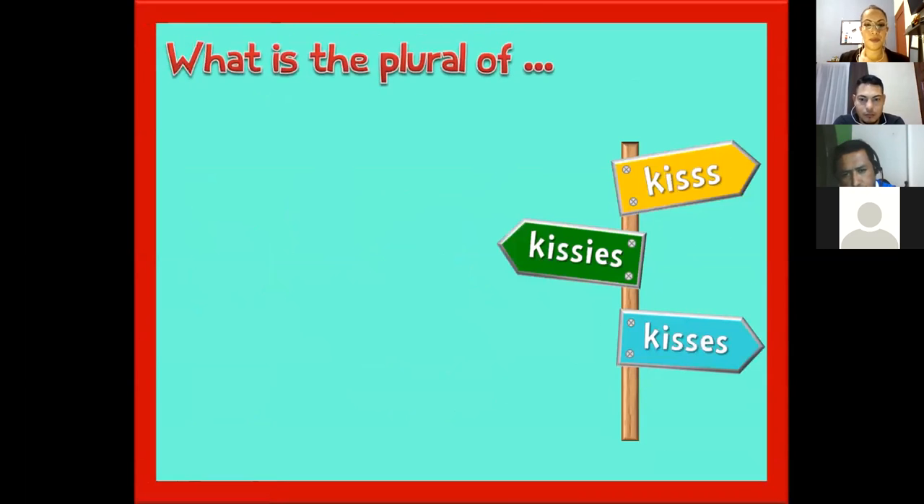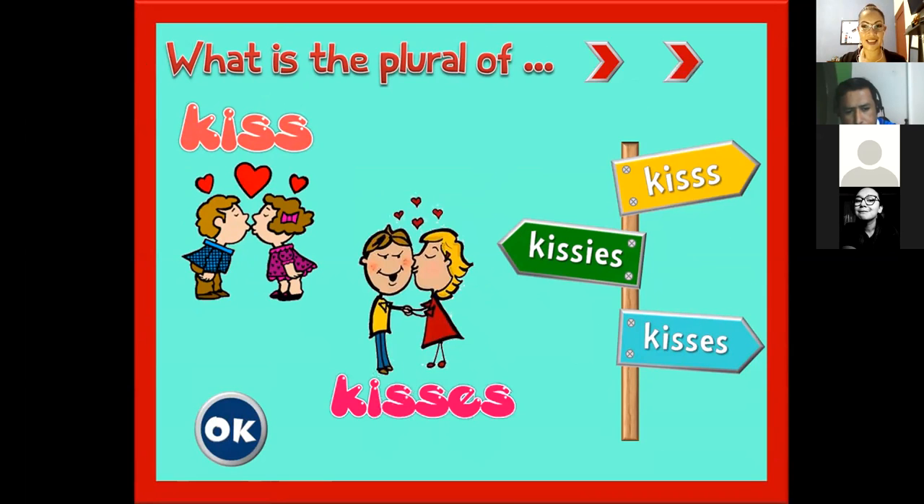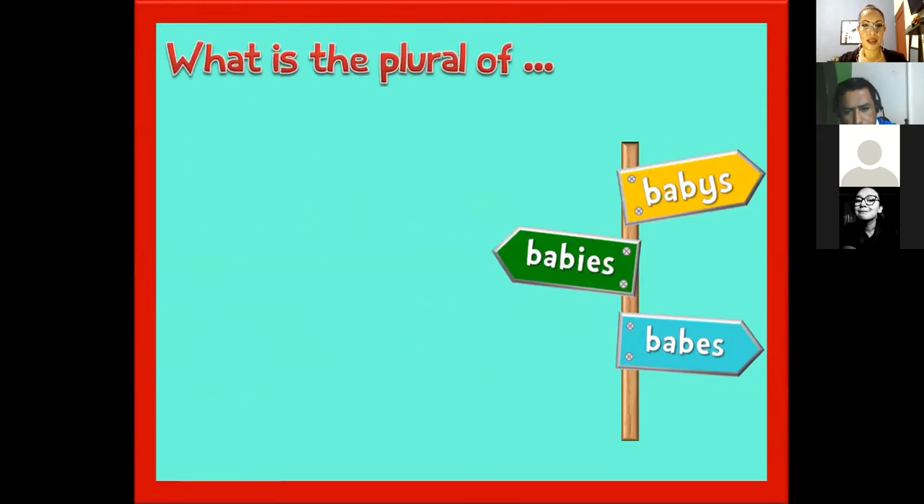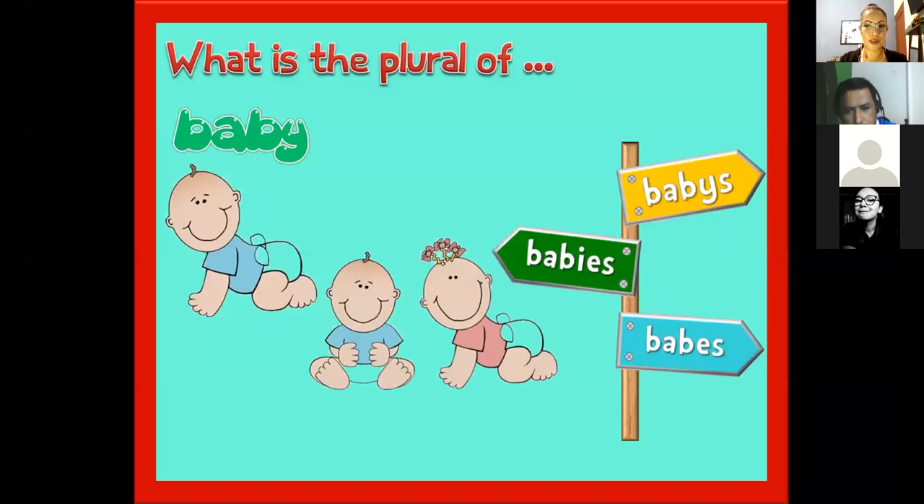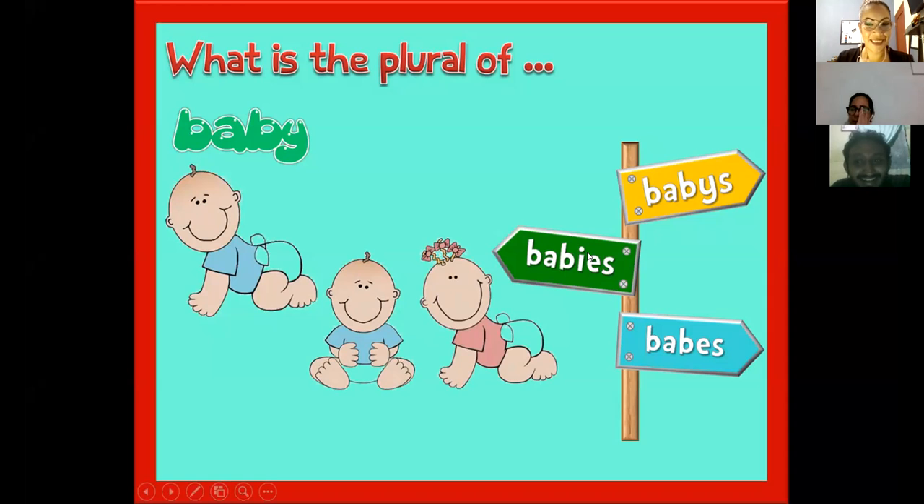Excellent. Now, what is the plural of kiss? One, two, or three? Three. Okay, excellent. Kisses. Very nice. Now, what's the plural of baby? One, two, or three? Two. Yes. Okay.